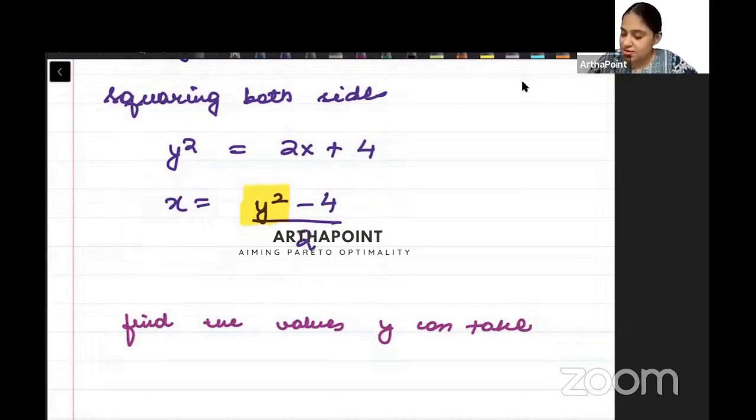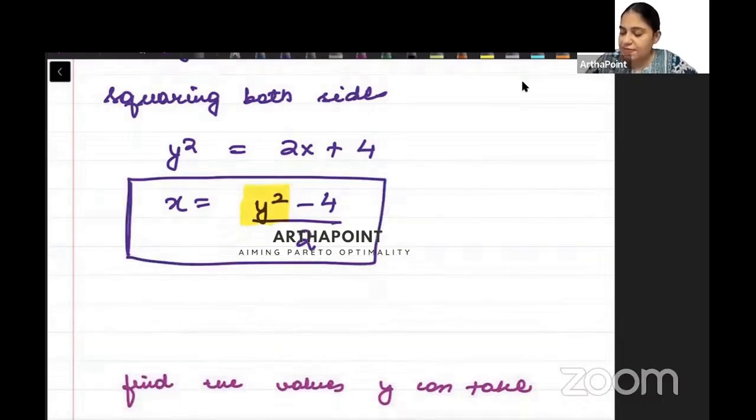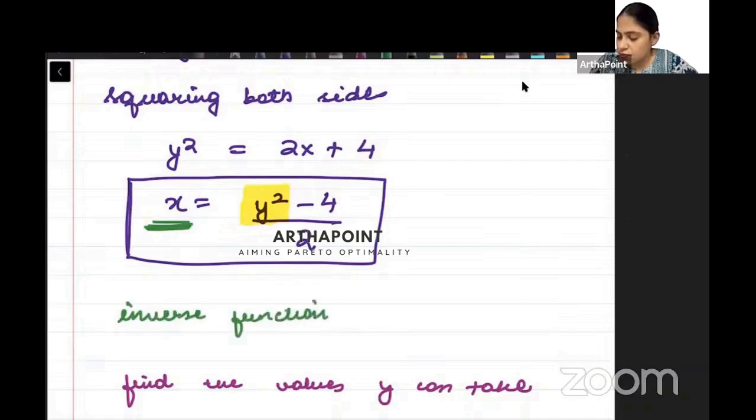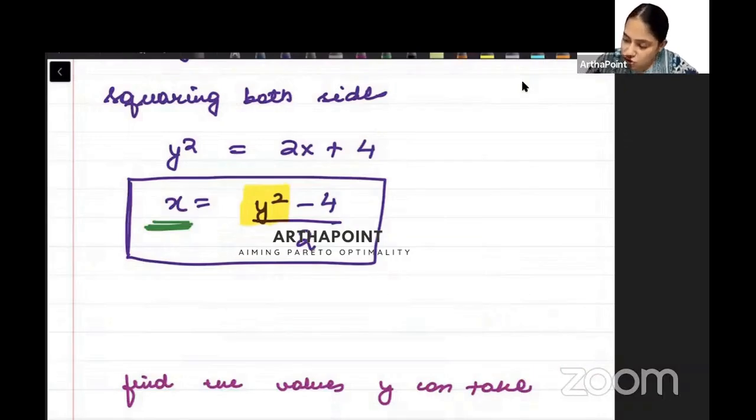Let me just write this in terms of inverse first. Once I've written x is equal to y square minus 4 by 2, this becomes our inverse function. Usually in books, inverse will be represented by some other function, and they write it in x. But that is not required. You just have to understand intuitively. This is your inverse function: x is equal to y square minus 4 by 2.